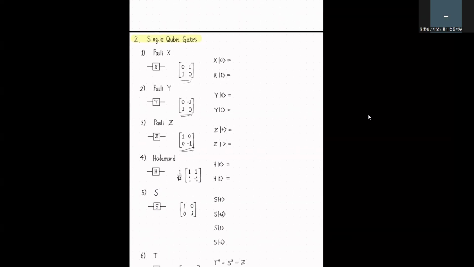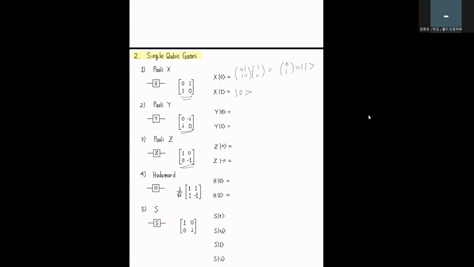And if we apply them to the computational bases, what do we get? We get 1, 1, 0. And this is 0, 1, which is, of course, 1. We also get the opposite, and vice versa for this case. So X basically flips the canonical basis state to the other.